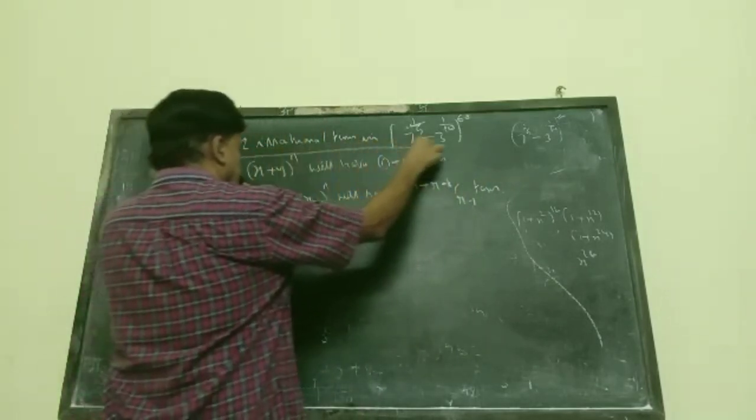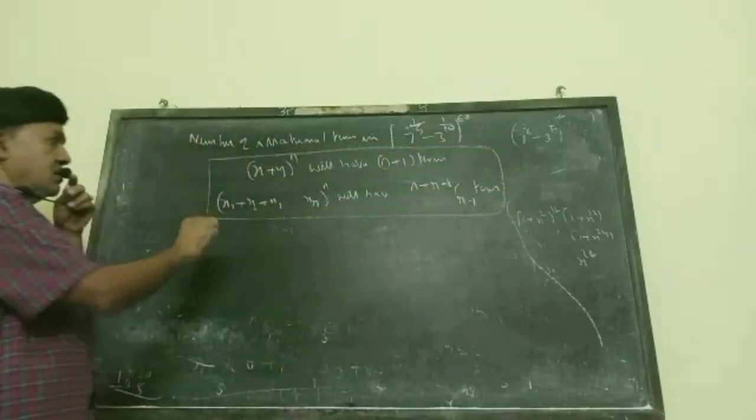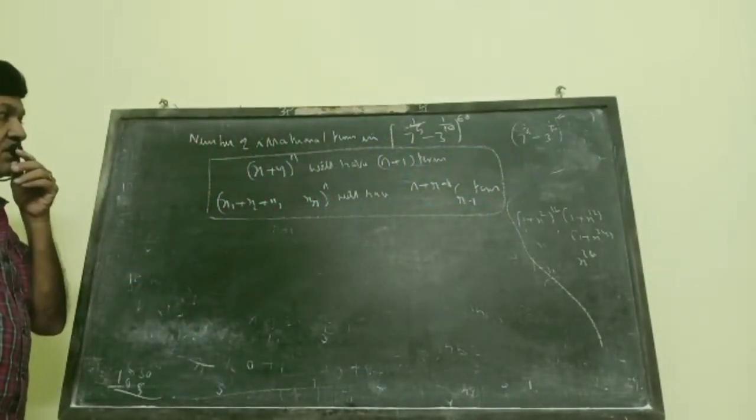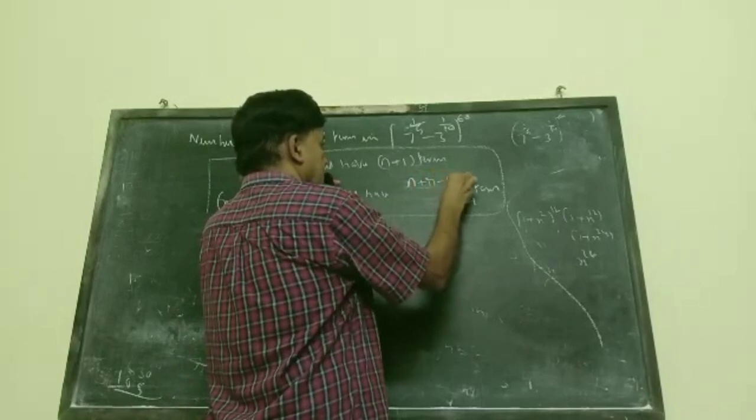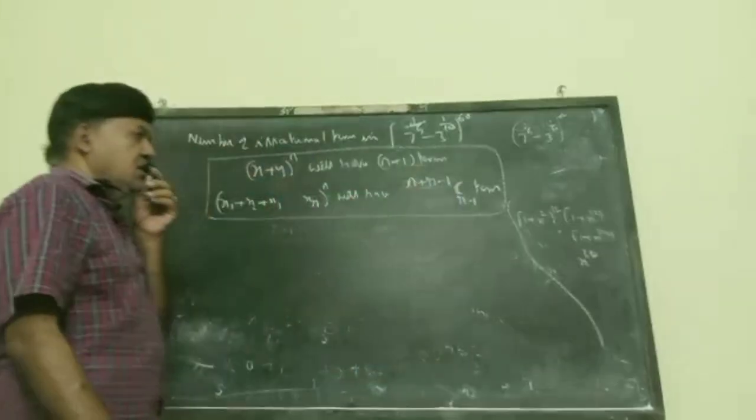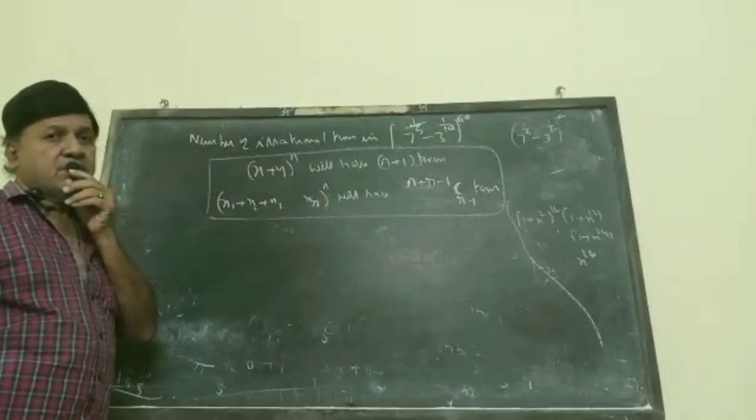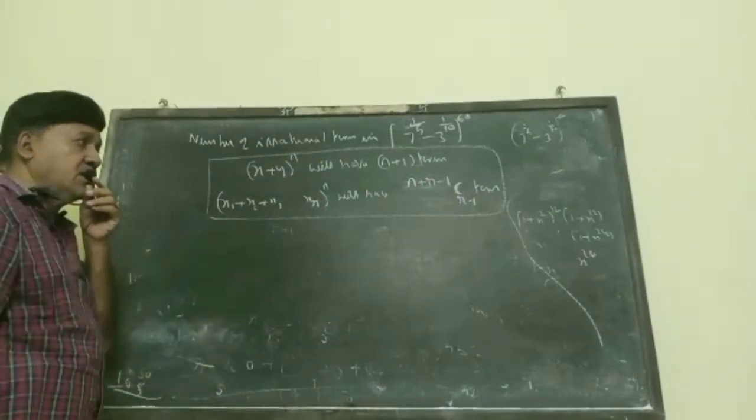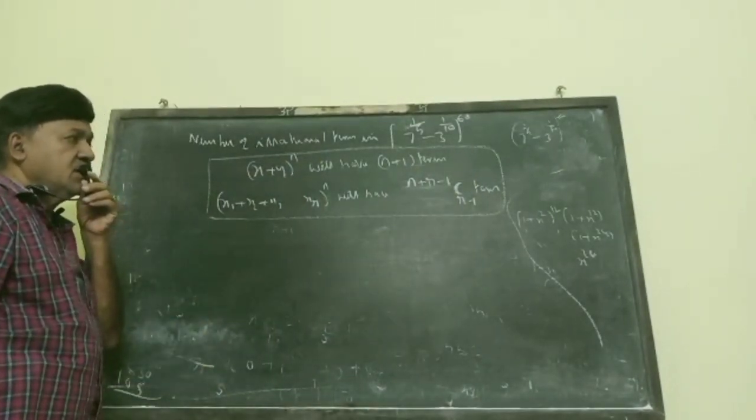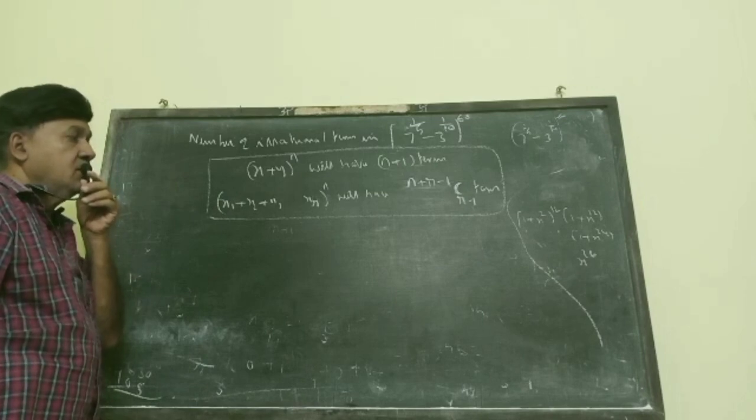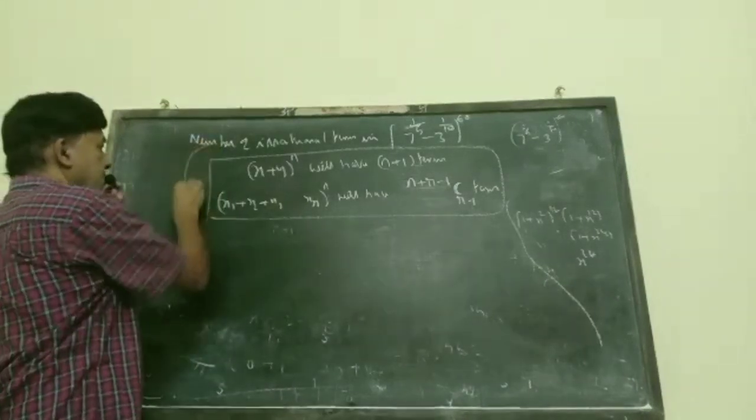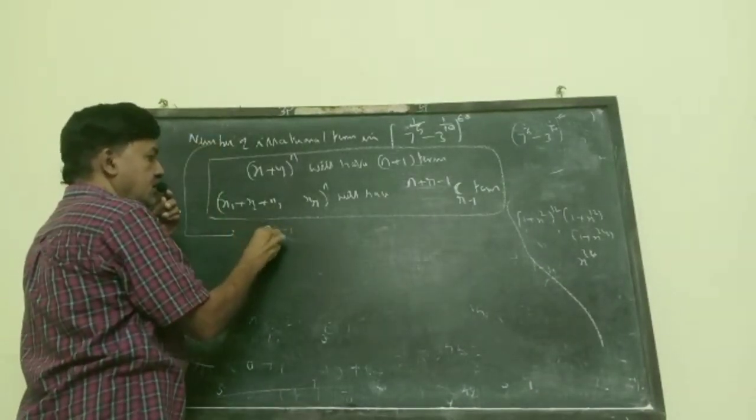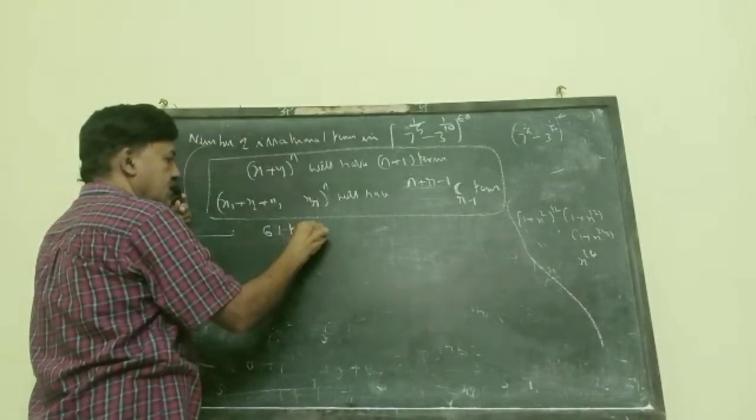(x + y) whole to the power of n will have n plus 1 terms. (x1 + x2 + x3 up to xr) whole power n will have (n + r - 1)C(r - 1) terms. This is a useful result. Why is it like that? That we will be discussing in permutations and combinations. At present, just take it for granted. So this will have how many terms? It will have 61 terms, correct?